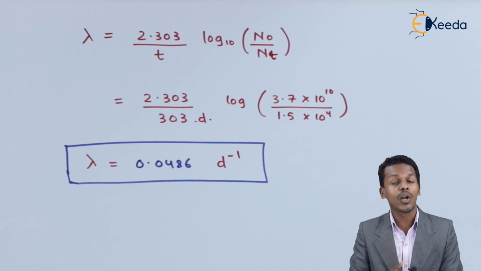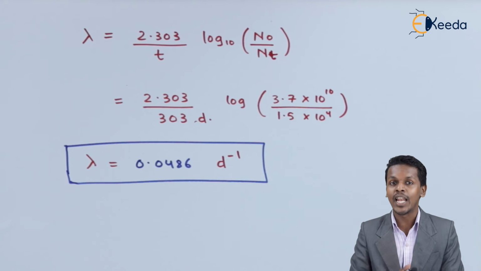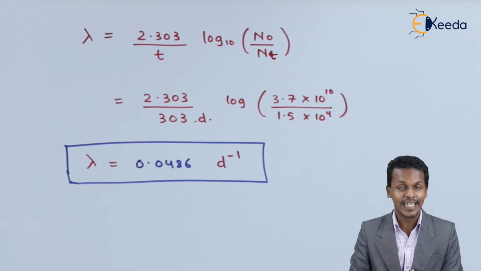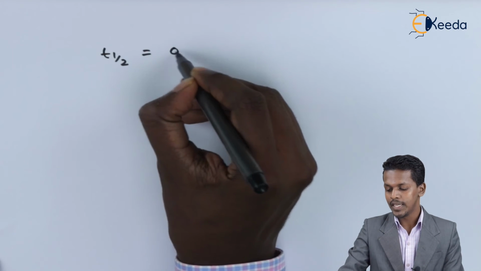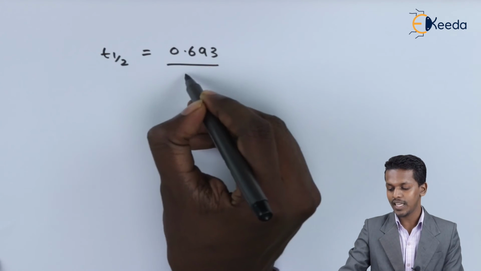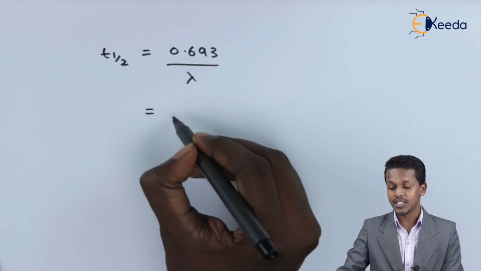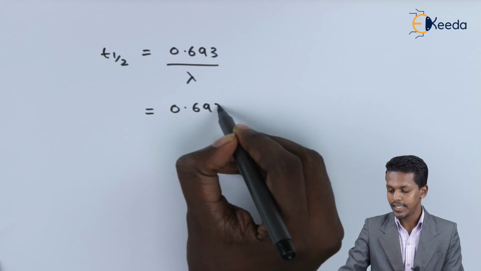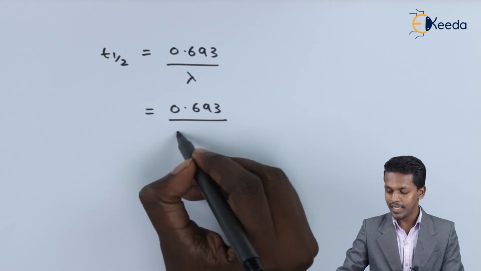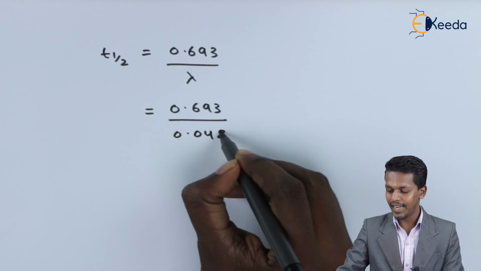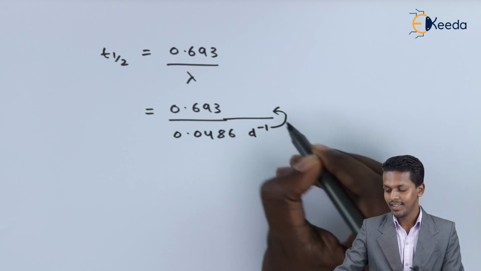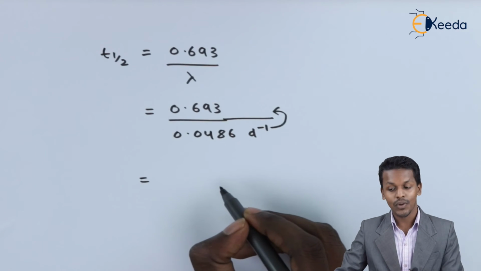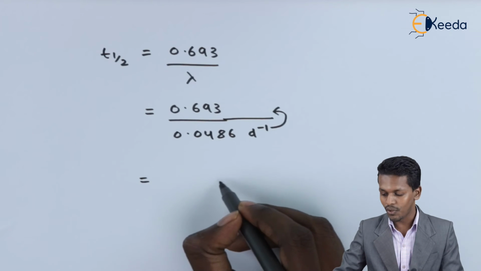But here we have to find the half-life also, and for that we know the formula, that is how we can calculate t half by using the value of the decay constant. The formula is t half, or the half-life, is equal to 0.693 divided by the decay constant, lambda. We have the value of the decay constant, which is found to be 0.0486 day inverse. That means we get the value of the half-life in units of days.